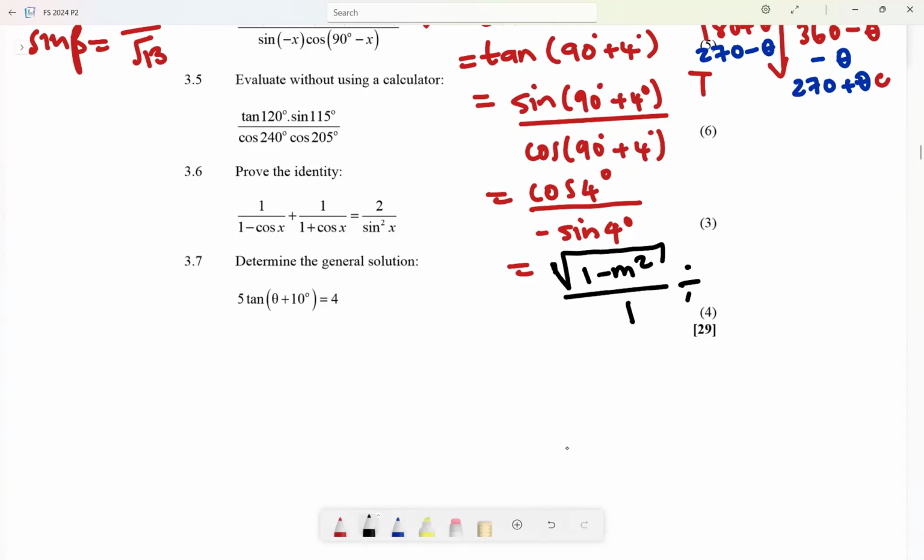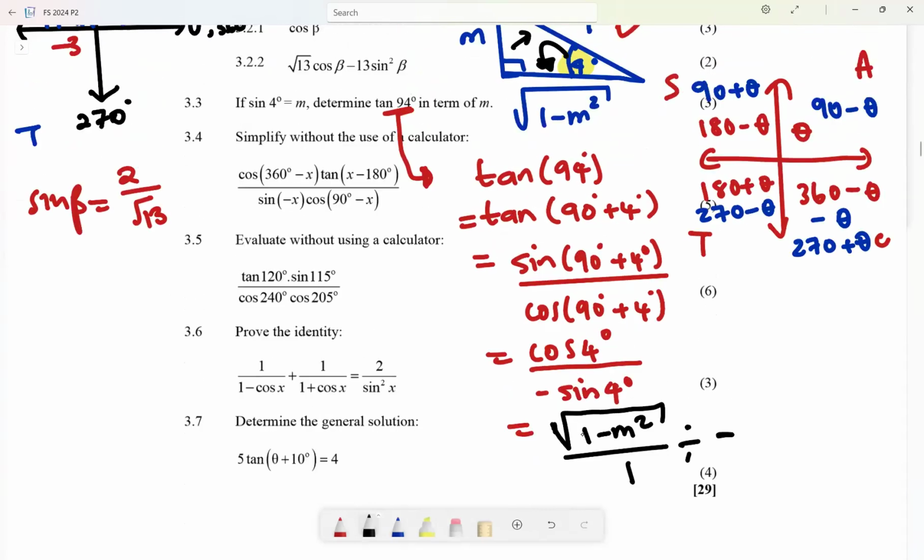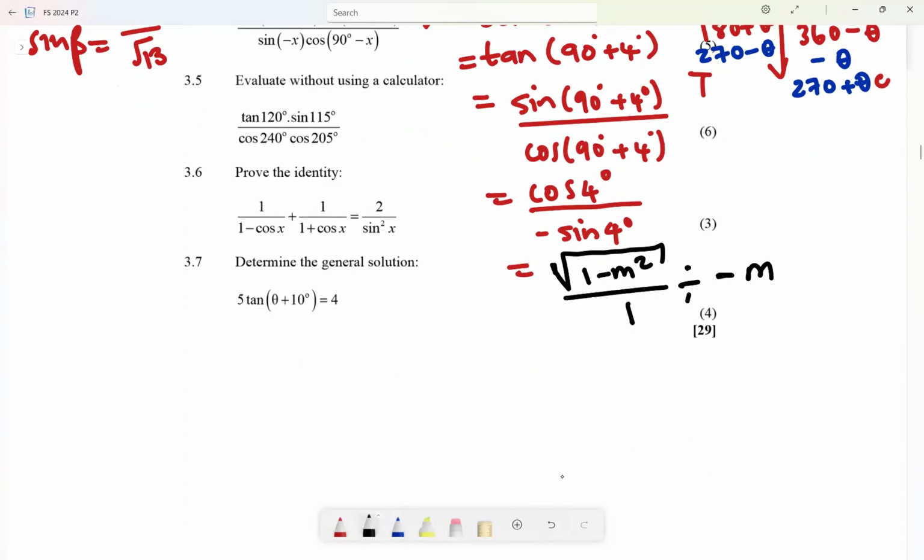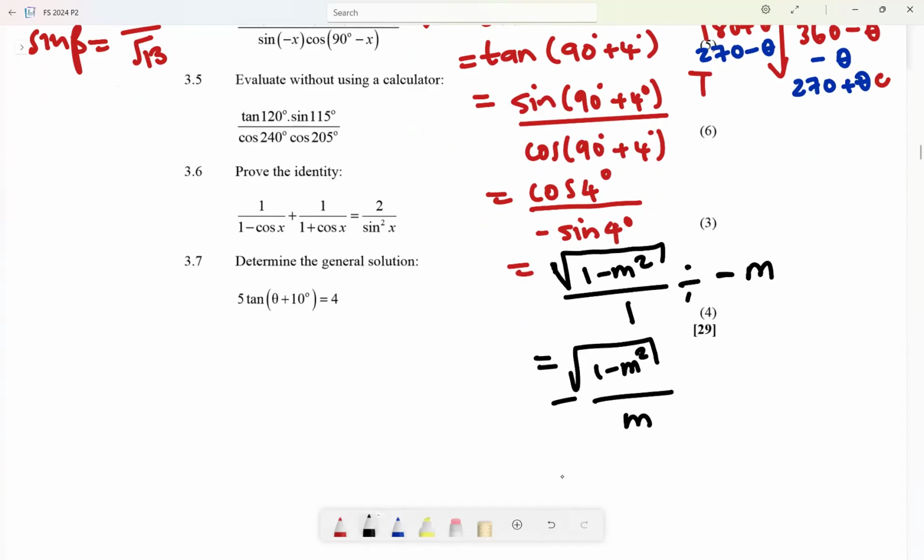All divided by, what is sine 4? Negative. What is sine 4? Sine 4, remember, you are given as how much? As m. So negative m. So this is the same as saying, remember this side, everything divided by 1 is just that part. Square root of 1 minus m squared, and take this division into a normal 1 minus m. I can put this minus here. Okay?